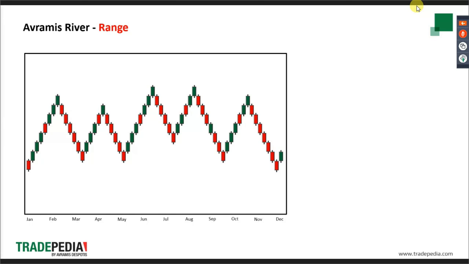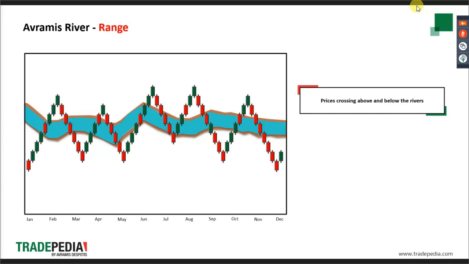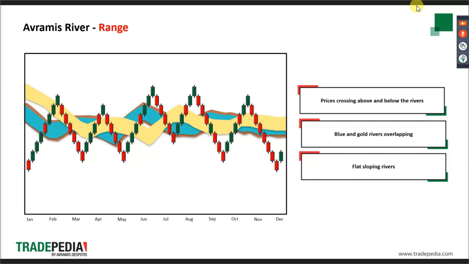Okay, so what happens when the market is in a sideways range? The river can also tell us about a sideways market, where you see prices crossing above and below the river, chopping around, and then the blue and the gold are also chopping around each other. So this is what we call the flat sloping river. So there's no clear direction.